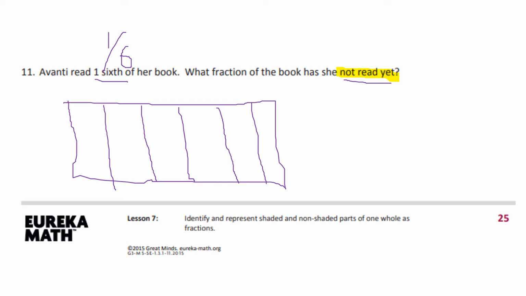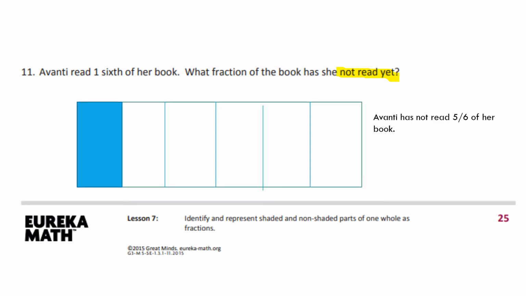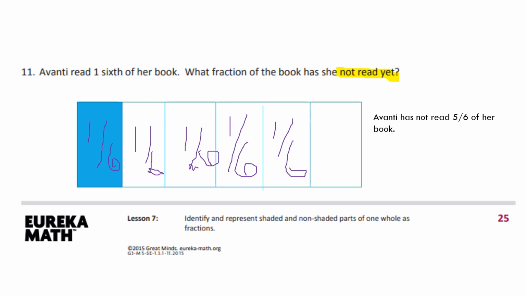All right, I'm going to go over the answer. If you need more time, just press pause. As you can see here, I actually made the rectangle and I showed you what I did with the squares. And I wrote a sentence with it. Avanti has not read 5/6 of her book. And if you want, you can label it too like this, 1/6. You can do that too to help show your work.